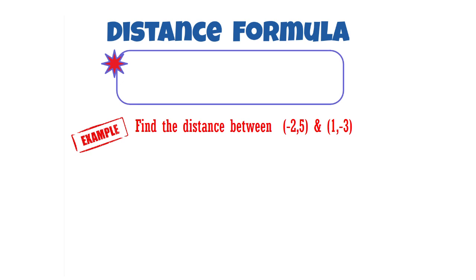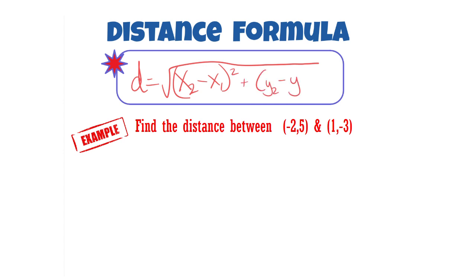One of them is the distance formula. So remember that the distance between 2 points is equal to the square root of (x2 minus x1) squared plus (y2 minus y1) squared. It doesn't really matter which one's x1 and x2 as long as you are consistent when you do the y's. So in this first example, they want us to find the distance between these 2 points.